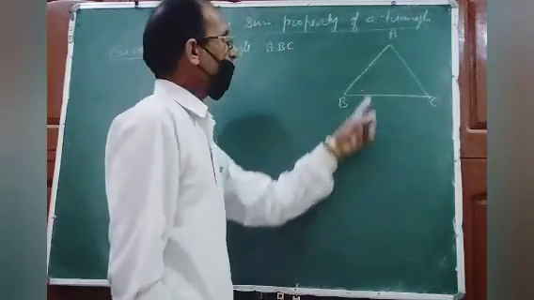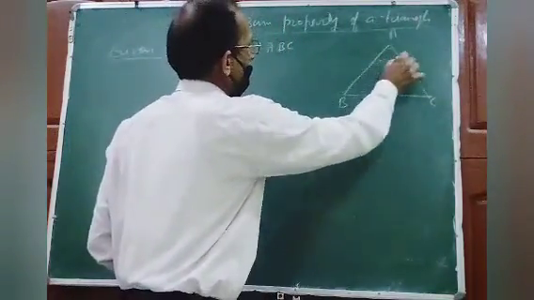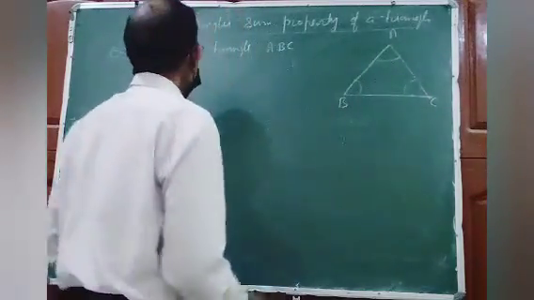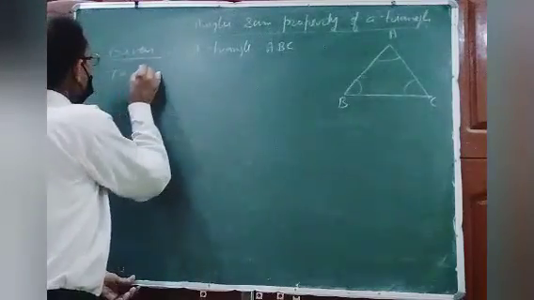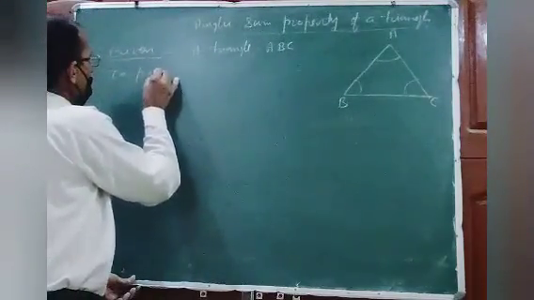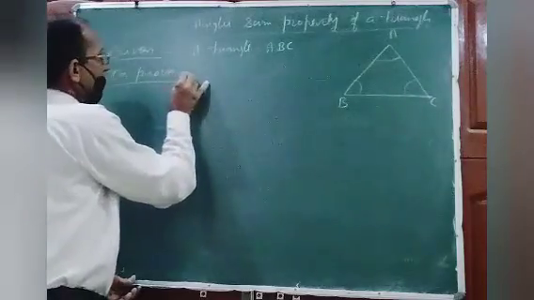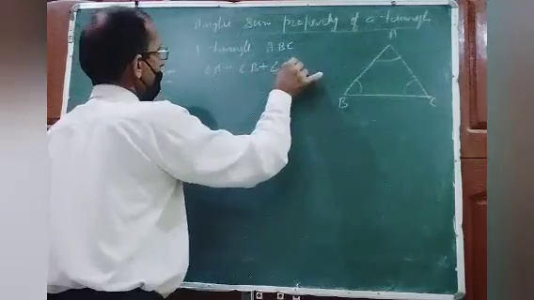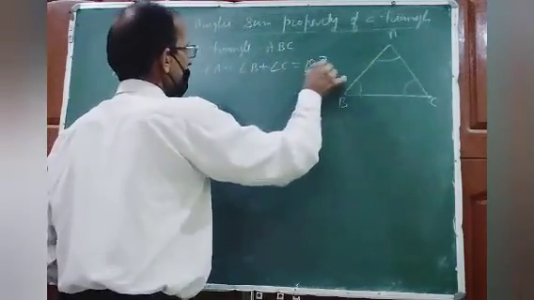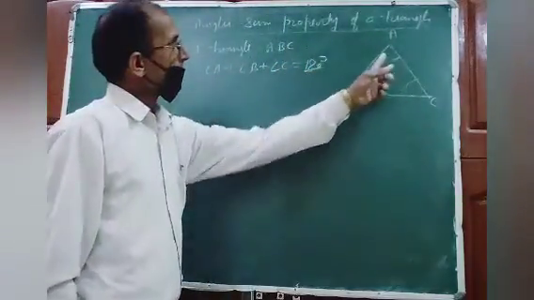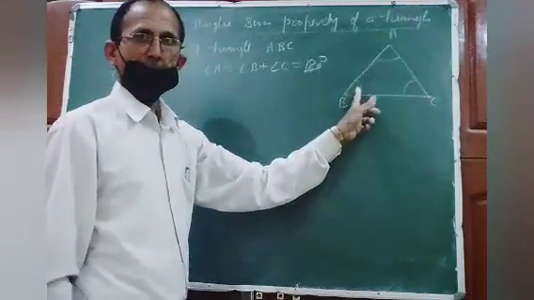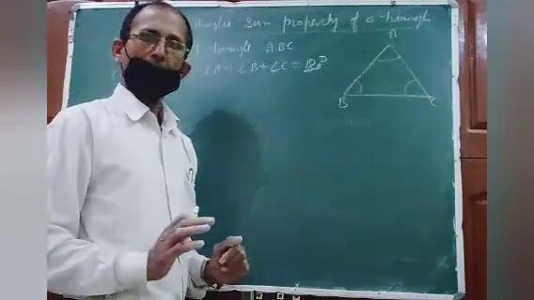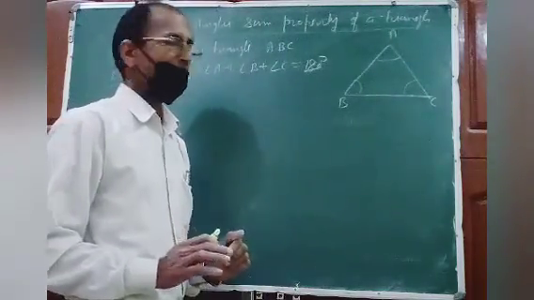Now what do we have to prove? We have to prove that the sum of the interior angles of a triangle is 180 degrees. We have to prove angle A plus angle B plus angle C is equal to 180 degrees. If we add all the angles, their total will be 180 degrees. We have to prove this.